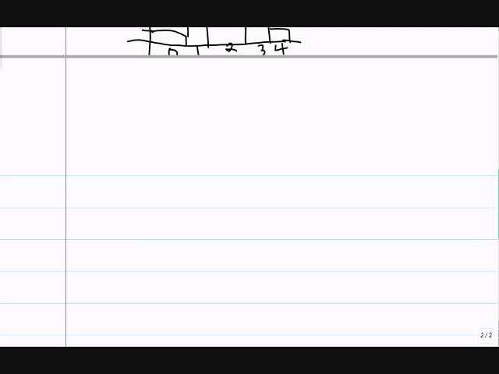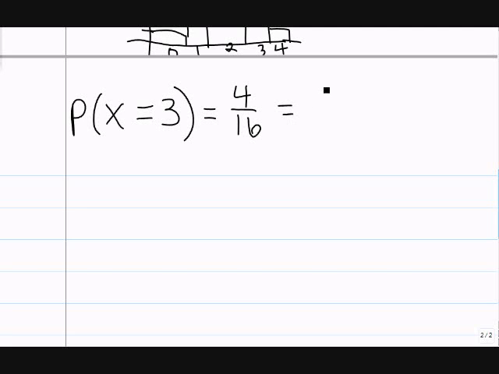So I want to figure out, from either the histogram, the probability distribution, or the organized list we made, what's the probability I get exactly 3 heads? The way I'm going to write that is the probability that my random variable is 3. And how many were 3 heads? 4. So the probability of 3 heads is 4 out of 16, or 1/4.